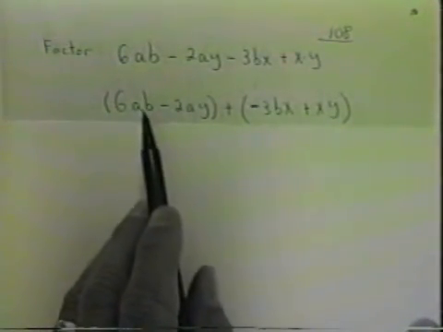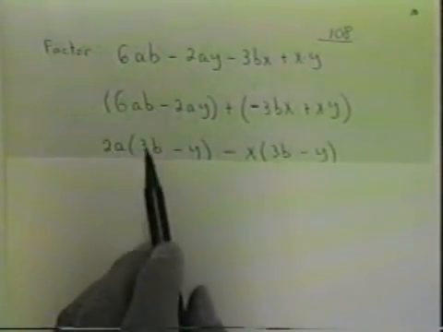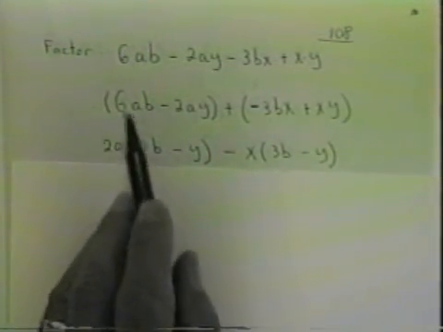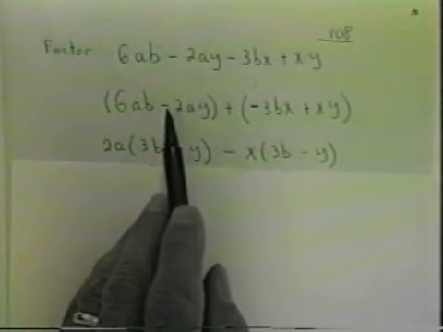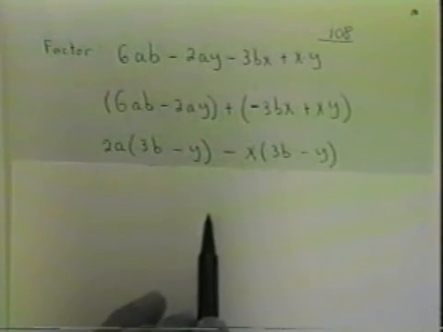I'm going to divide 2a out of the first one to get 2a times 3b minus y. 2a into 6ab is 3b. 2a into a negative 2ay is negative y.